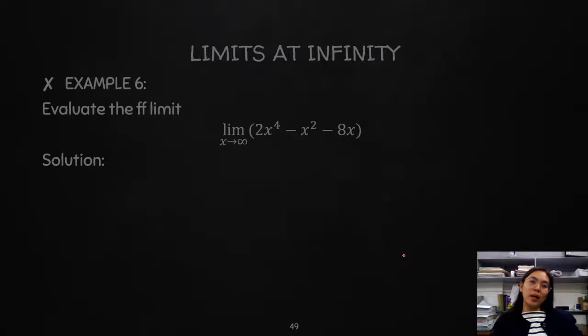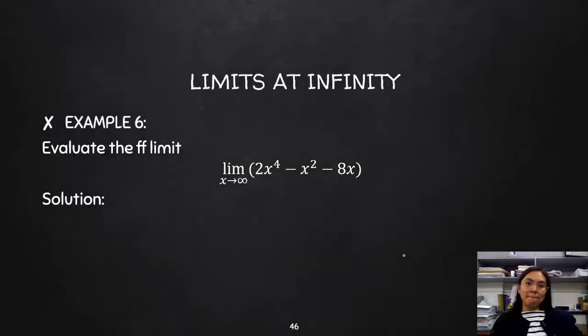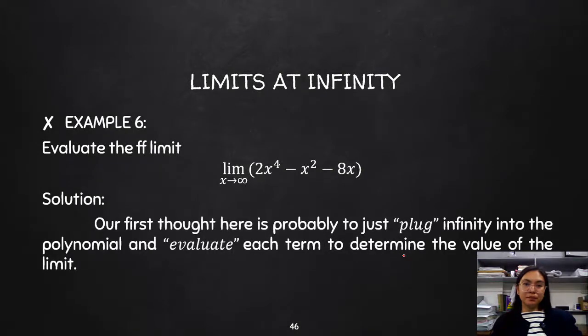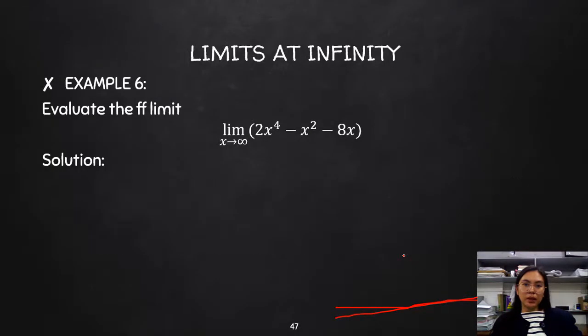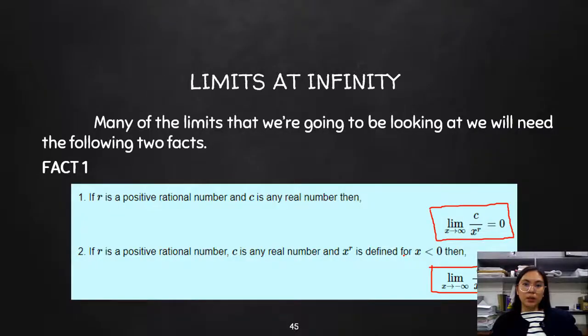So if we try then to go back, wait lang. Yan. So, diba, fact number 1, parang ganito na yung kanyang itsura, diba, you have a constant divided by x raised to a particular positive rational number, then that particular limit is equal to 0. Or kung negative infinity din naman yan, 0 pa din siya.